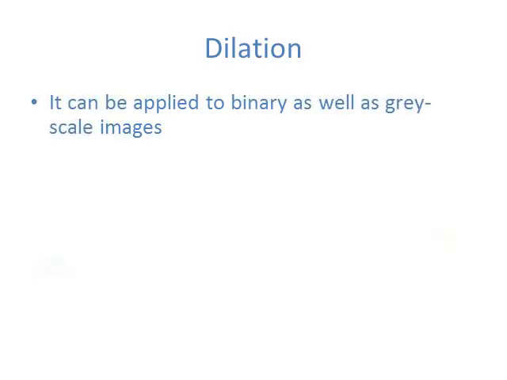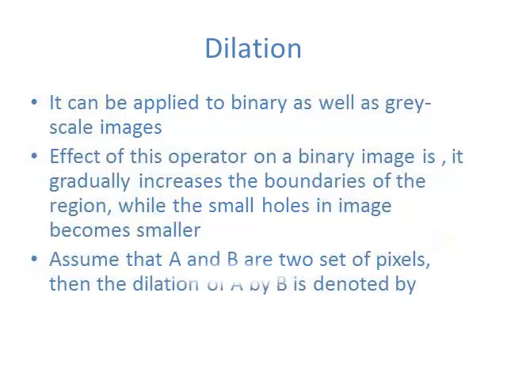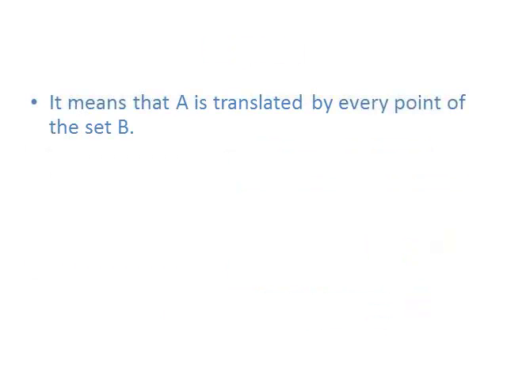Now dilation can be applied to binary as well as grayscale images. The effect of this operator on a binary image is that it gradually increases the boundaries of the regions, while the small holes in the image become smaller. Assume that A and B are two sets of pixels, then the dilation of A by B is denoted by the following formula. It means that A is translated by every point of the set B.